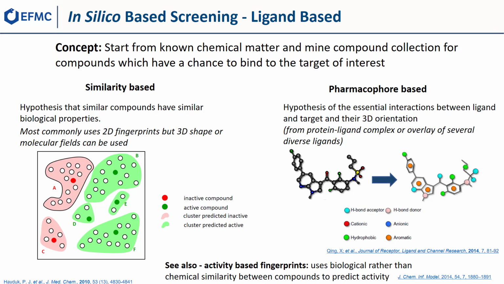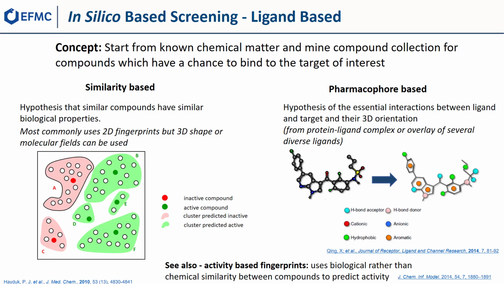Starting with the ligand-based, here we start from a known chemical matter, a compound or several compounds, and then we're going to mine a compound collection for compounds which have a chance to bind to the target of interest. We can do that using similarity based on the chemical structure. This is the left part of the slide. The hypothesis is that similar compounds have similar biological properties. Most commonly, we would simply look at the 2D fingerprints, so the 2D structure, but you can do more elaborate approaches looking at 3D shape or molecular fields.